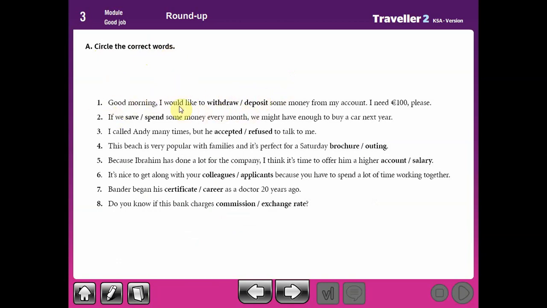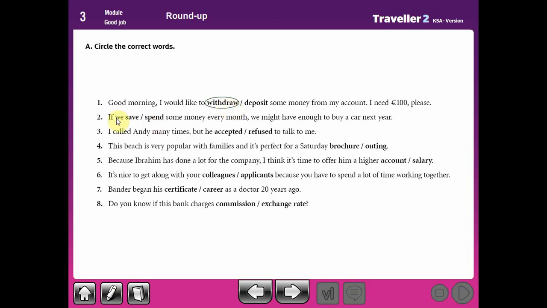Good morning, I'd like to withdraw or deposit some money, please, some money from my account. I need 100 euros, please. So which one here, if you'd like to talk to the banker, to take some money from your account? You take from, but you deposit to your account. So I'd like to withdraw some money from my account, right? Withdraw from, but deposit to my account, right?